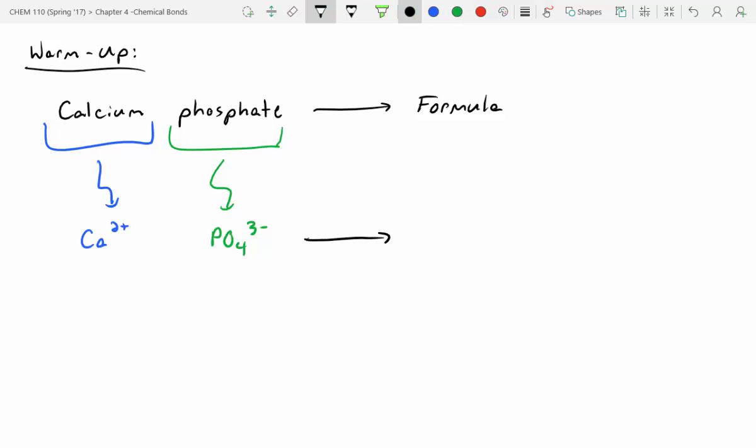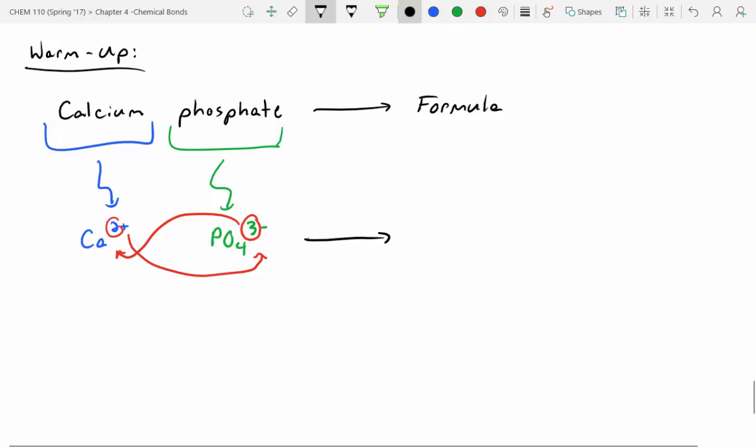Okay, now the tricky part is combining this into a molecular formula. We need to make sure that our charges balance out. How do we do that? Yeah, the simple trick I showed you guys is take this number. It's going to become the subscript after the calcium. And then this 2 is going to go after the phosphate. So let's take a look at this, and we'd say, all right, the calcium should have the 3 here.